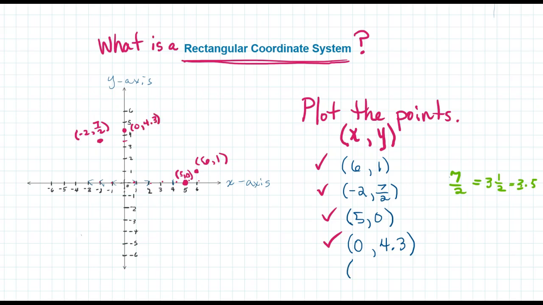Let's try to plot -4, -3/2, just to give us one more example of that. Okay, so the x-coordinate tells us to move 4 to the left from the origin. 1, 2, 3, 4. From here, down 1.5. And we'll label it -4, -3/2. Both of those are negative, so we ended up down here in that third quadrant. Good job, everybody. Keep practicing.